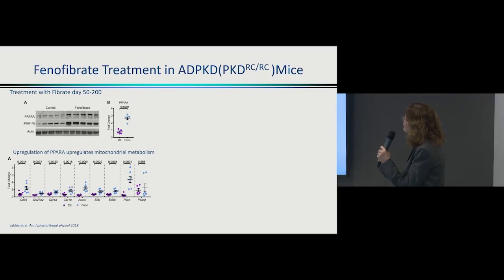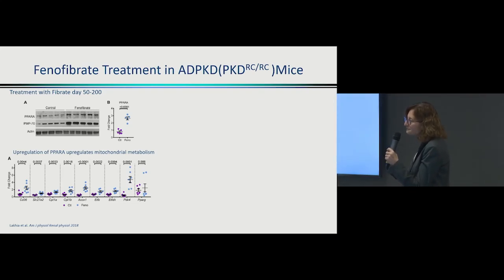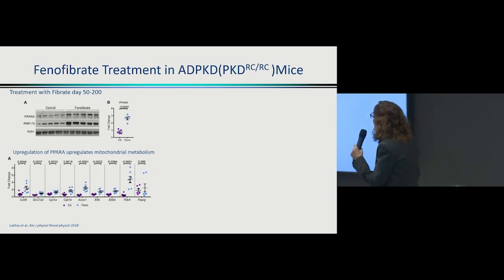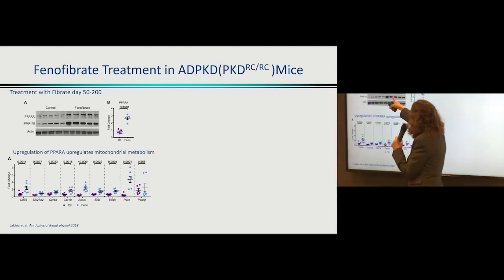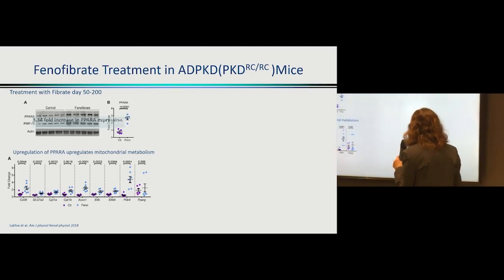You can increase that with fenofibrate, which is a drug that I don't know if you guys use so much. We use it occasionally for people with hypertriglyceridemia. And you can see that if you treat PKD mice with fenofibrate, you can increase the level of this PPAR alpha.